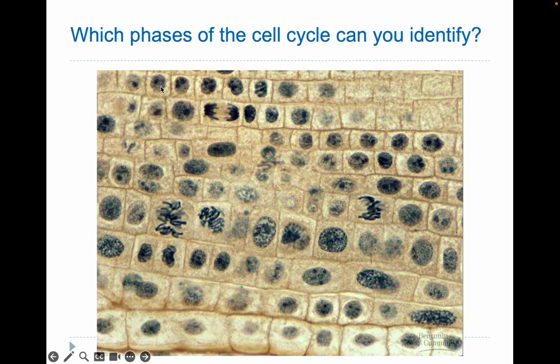So, what I'd like you to do is pause the video, and I want you to see if you can identify or circle and label on your printouts cells in each of the 4 phases of mitosis: prophase, metaphase, anaphase, and telophase. See if you can find them all here.